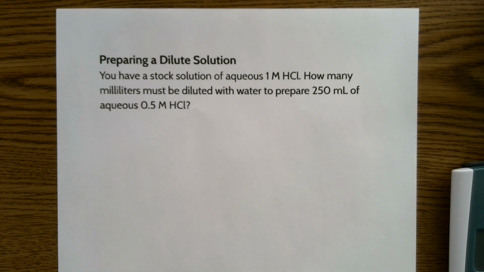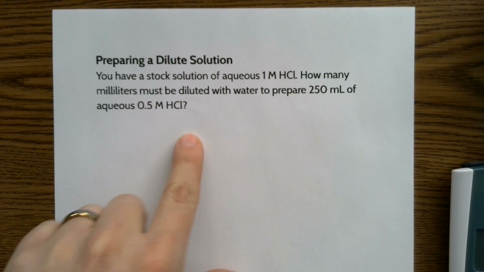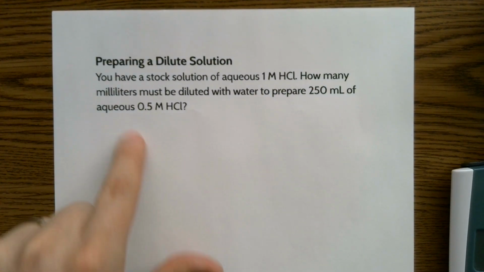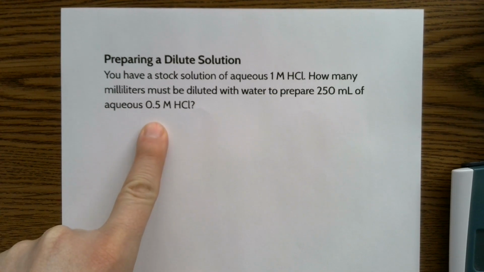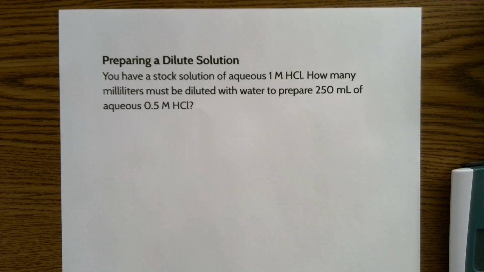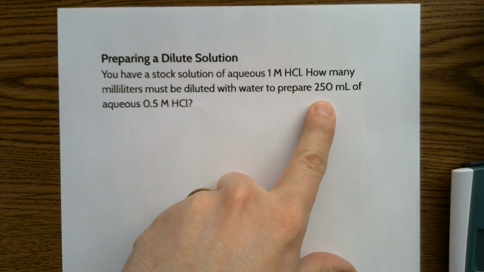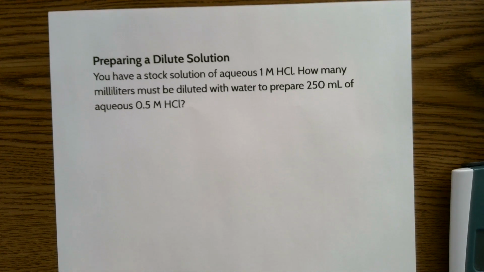Let me step back a second. In this problem, I have a 1 molar solution, and I want to dilute it to 0.5 molar. The question is how much water do I need to put into a desired amount to have 250 milliliters of this prepared? Let's work out this problem. They're not that hard to solve. Once you get the layout, it's not very challenging, but it is something that I do quite frequently in the lab in creating dilute solutions.